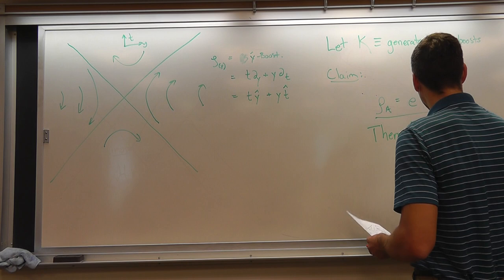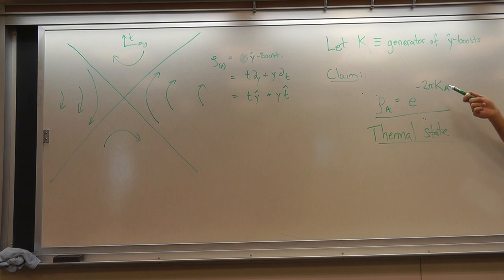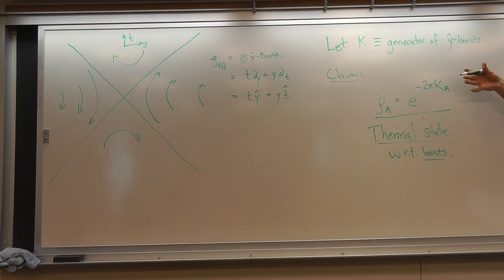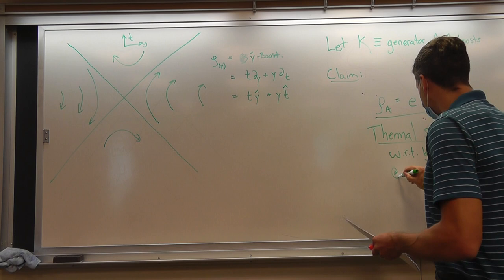a thermal state. This takes the form e to the minus beta H. But it's a funny thermal state. It's not an ordinary thermal state. It's a thermal state with respect to boosts. That just means this formula. It means that the energy, the thermal state, is the boost energy. So it's a thermal state with respect to boosts, and it's at a particular temperature. The inverse temperature here is 2 pi, so it's a temperature 1 over 2 pi.